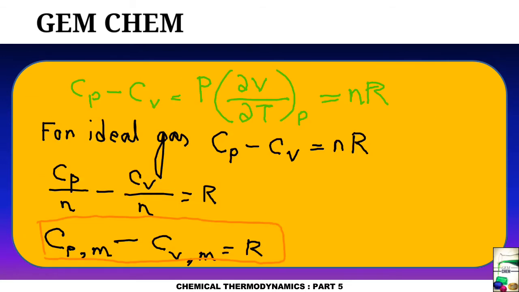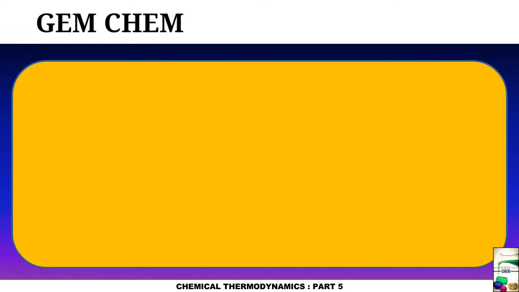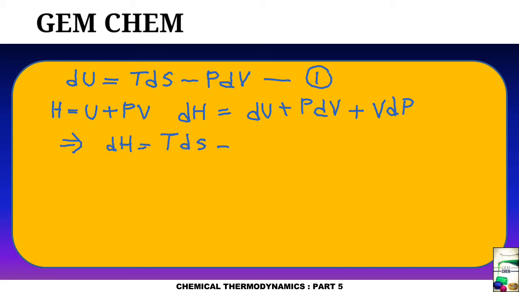So let us see. For this, we need to get 4 fundamental equations, and there we are going to use only 2 of them. One fundamental equation we already know, that is dU equals T dS minus P dV. Okay, this is equation number 1. The next equation can be obtained from H equals U plus PV. Now if we differentiate it, dH equals dU plus P dV plus V dP. Ultimately we get dH equals T dS plus V dP, and this is our equation number 2.